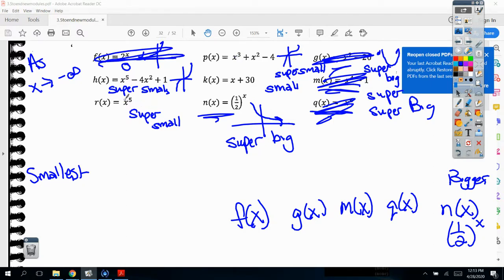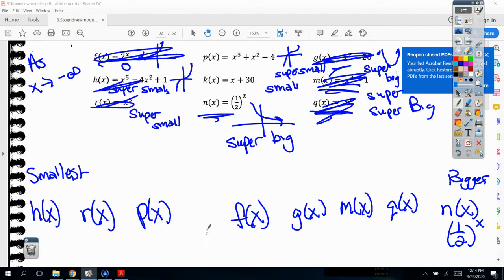Now, which one will get the smallest the fastest? Well, if I plug in negative 1,000,000 to the 5th, that's really small. If I take negative 1,000,000 to the 5th, and then I subtract some more, h of x is going to be the smallest this time. Then r of x, those are the 5ths. Then I have my 3rd here, which is p of x, and then the line is kind of slow and steady, that constant rate of change.